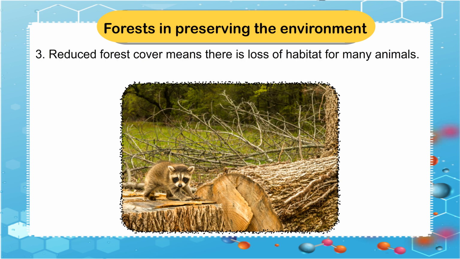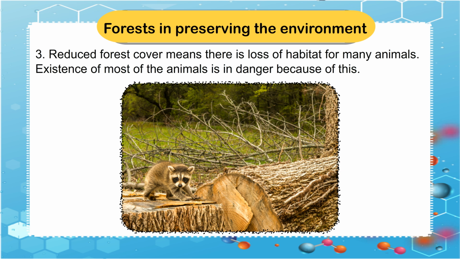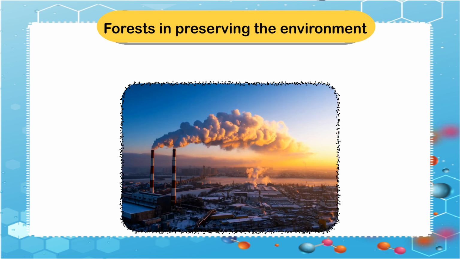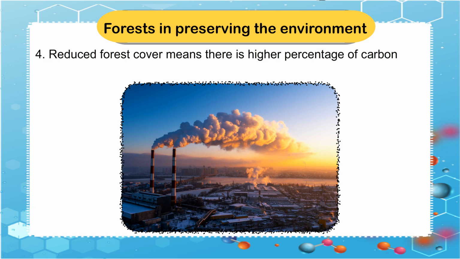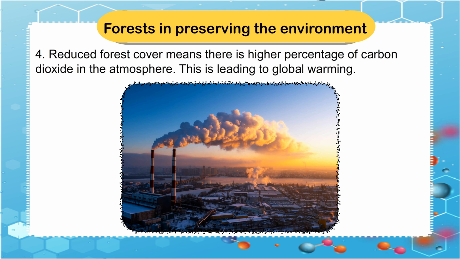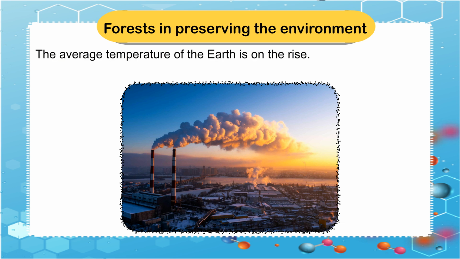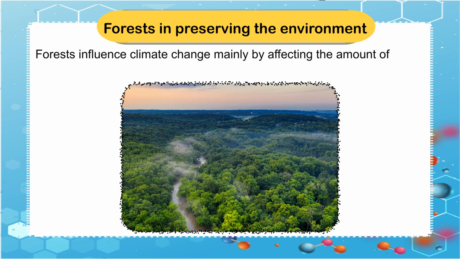3. Reduced forest cover means there is loss of habitat for many animals. Existence of most of the animals is in danger because of this. 4. Reduced forest cover means there is higher percentage of carbon dioxide in the atmosphere. This is leading to global warming. The average temperature of the Earth is on the rise.